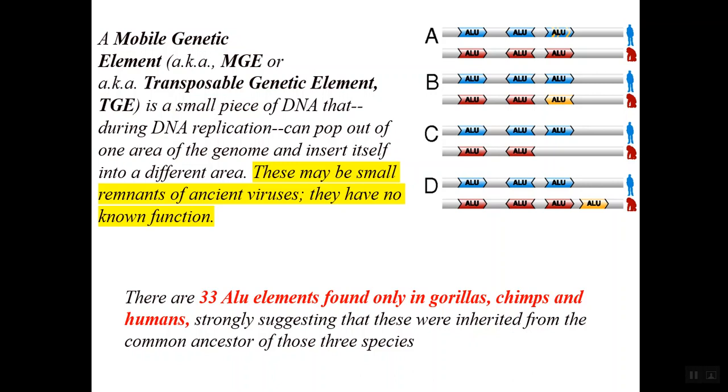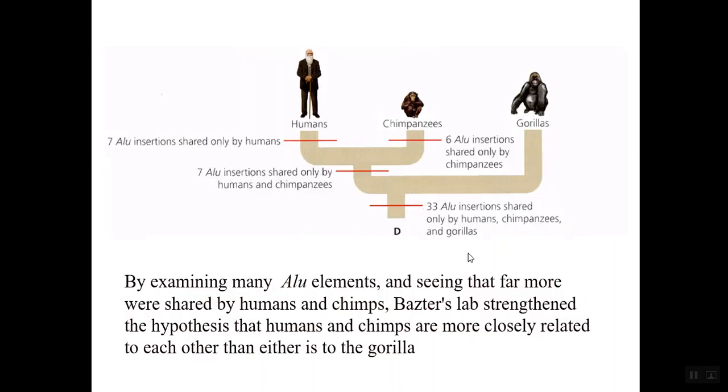So could we use these elements, these ancient viruses in our genome and the genome of primates, to compare the mutations that happen there to understand which group is more related to which? Yes, of course we can. And that is the work that Mark Batzer did. He actually studied 33 ALU elements found in gorillas, chimps, and humans. This strongly suggests that they were inherited from a common ancestor.